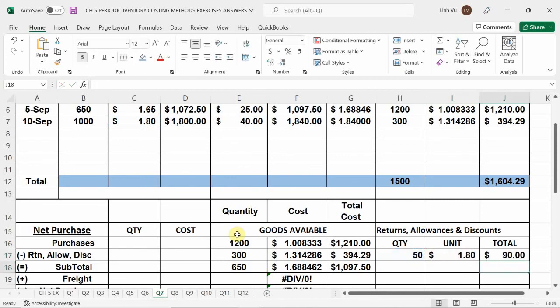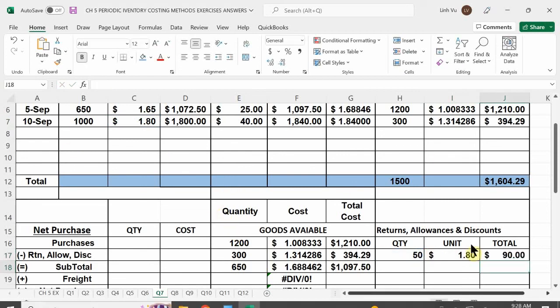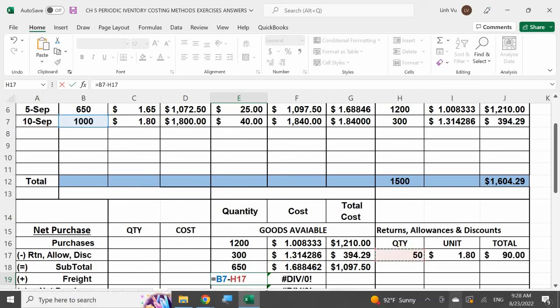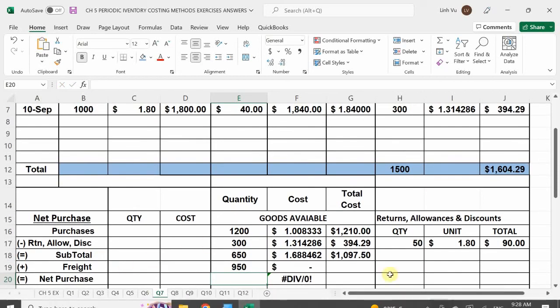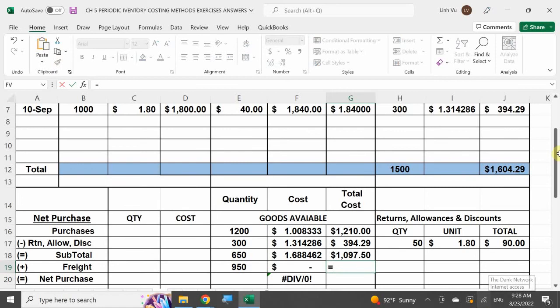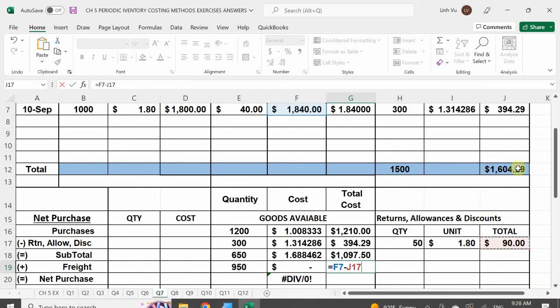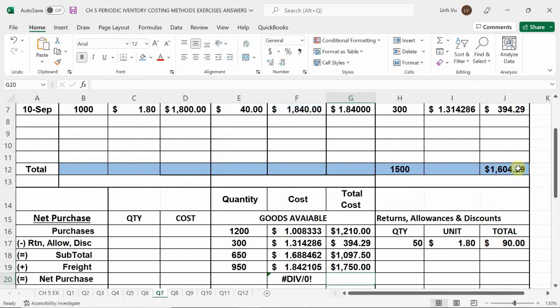$90. So therefore, I need to now adjust my inventory because I no longer have the purchase of 1,000 units. I end up returning 50 of them. So I should have 950 units. Now in this case, I end up getting a refund. So I no longer owe $1,840. I end up getting a $90 refund. So I owe now $1,750. Okay. $1,750 divided by 950 will roughly give you $1.842105.